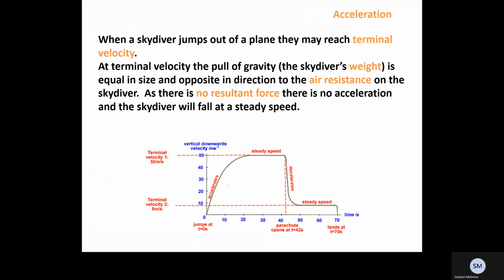Terminal velocity then. If I have an object that's falling downwards, it's being pulled down by gravity. It's also going to be acted on by air resistance. When these two forces are balanced, then the object is still falling, but it is not accelerating, traveling at a steady speed. When it's traveling at that steady speed in a straight line direction, we call it terminal velocity. Terminal just means end. You can't go any faster than your terminal velocity.